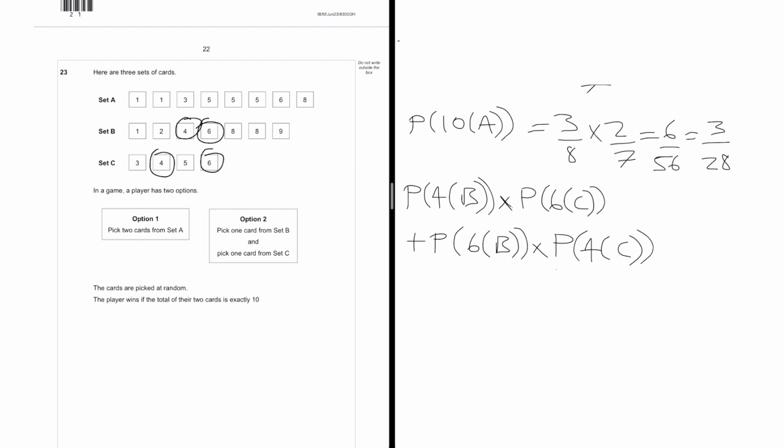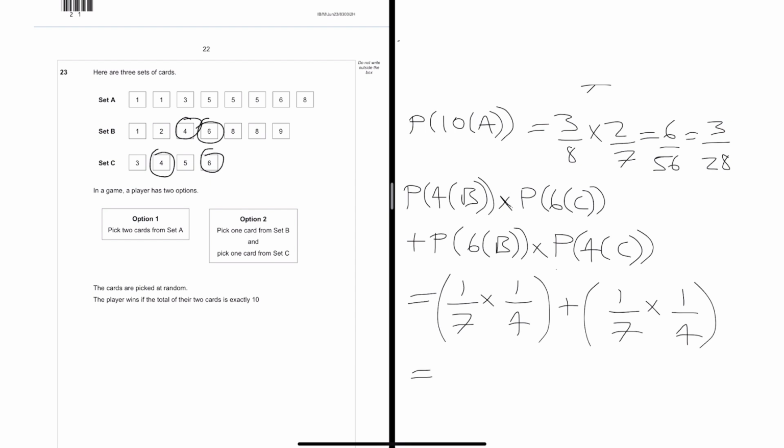So the probability of getting a 4 from set B, well, there are 8 cards. Are there 8 cards? No, there are 7 cards, and there's only 1 4. So it's 1 in 7 times, I should put some brackets around it. And then what's the probability of getting a 6 from set C? There's only 1 6 and there's only 4 cards, so it's 1 in 4. And then we add, what's the probability of getting a 6 from set B? Again, there's only 1 6 and there's 7 cards, so it's going to be 1/7 times, and then again, there is only 1 4 in set C and there are 4 cards, so it's 1 in 4. So when we work this out, it's going to be 1/28 plus 1/28, which is 2/28.